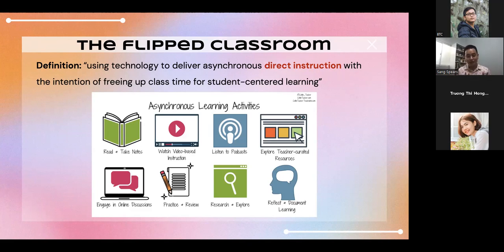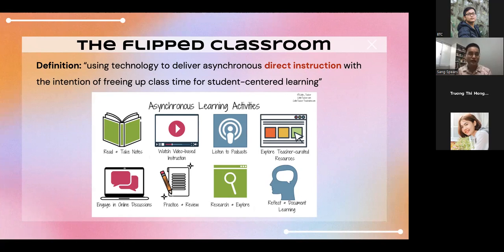So the idea of flipped learning is that you will move that basic part, that content knowledge part of remembering and understanding outside the classroom using asynchronous learning activities. For example, you ask a student to read and take notes, watch a video instruction, listen to a podcast, or explore the resources that you have created, like using Quizlet, or engage in online discussion, or something such like. So asynchronous direct instruction is moving outside of the class.